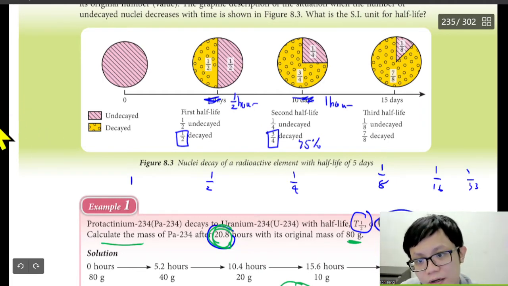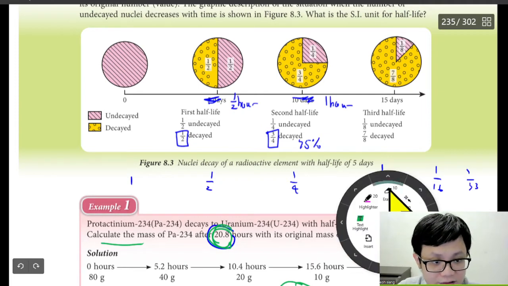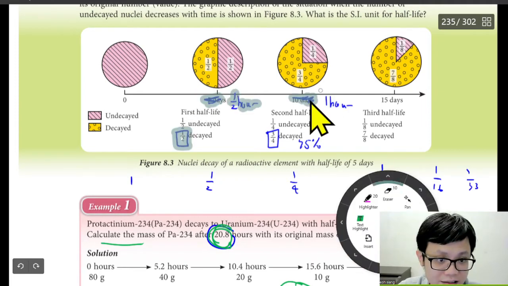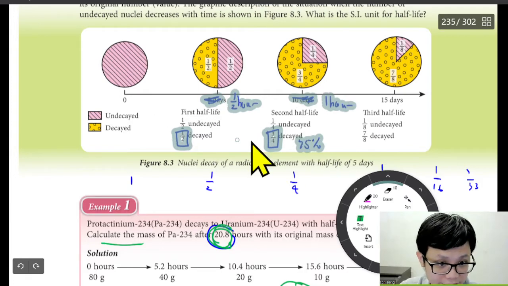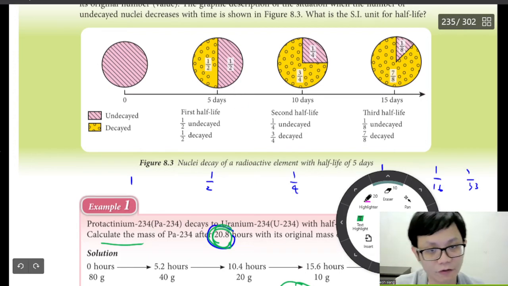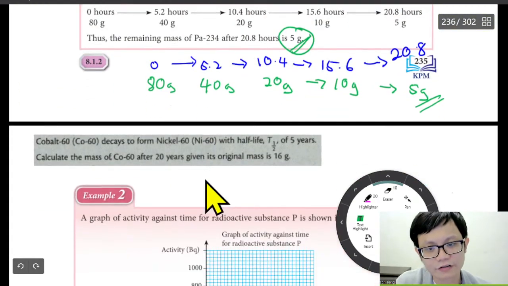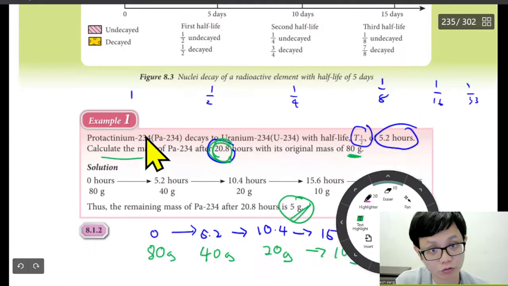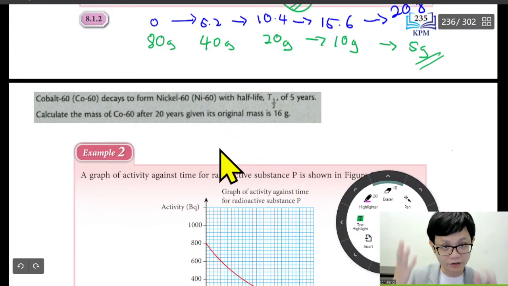Of course, there is a formula, but I think drawing is easier to get the answer. Right now, I want to teach you to understand. We learn how to draw and get the answer first, then only we learn the formula. After you get the answer, you can just make your own formula. Try to do this question by referring to this diagram. I give you a moment. You can pause the video.